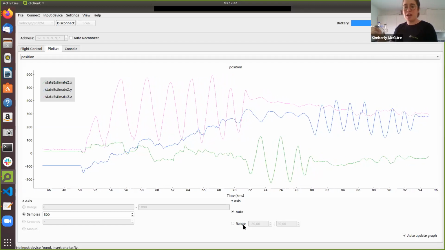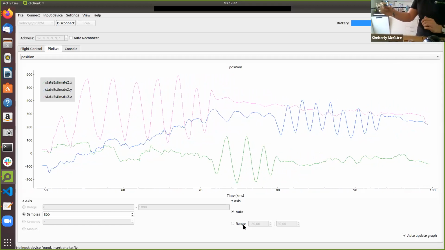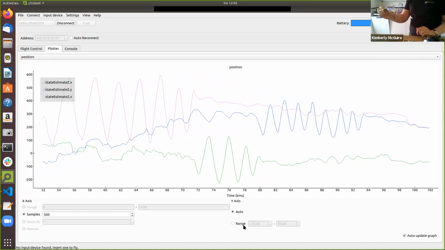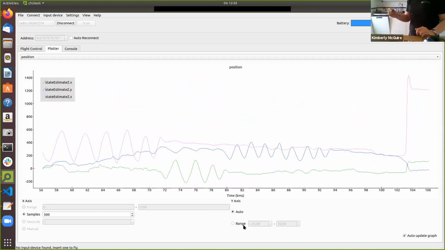All right, so what will happen? I have a table right here, if you can see. What will happen if I move the Crazyflie over the table? Oops, it suddenly thinks it's higher.